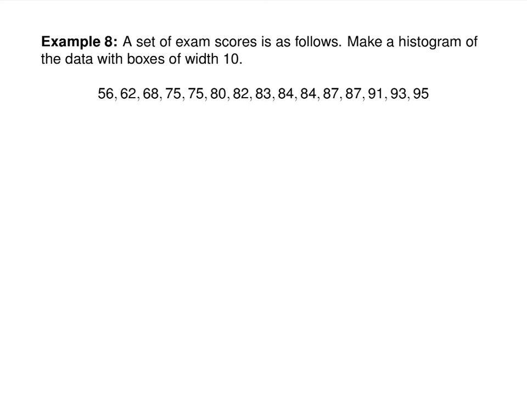So for example, I have a set of exam scores. Let's make a histogram of the data with boxes of width 10. So these are already ordered. So notice we only have 1 in the 50s, 2 in the 60s, 2 in the 70s, a bunch, 1, 2, 3, 4, 5, 6, 7 in the 80s, and 3 in the 90s. So it seems like a logical way to make boxes of width 10 is to do it by 50s, 60s, 70s, 80s, 90s.